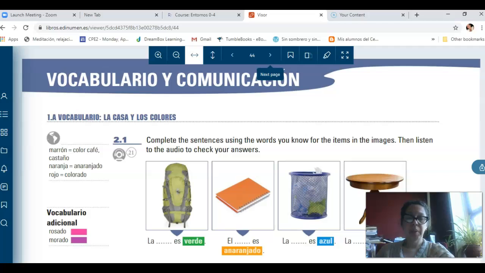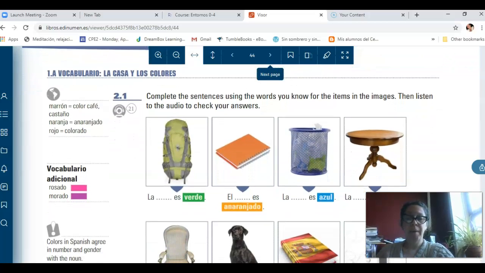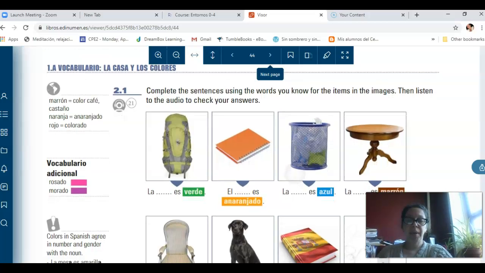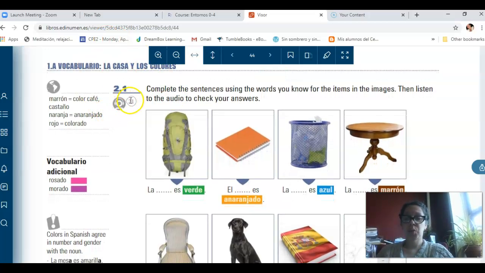En la parte siguiente, página 44, here we are going to learn vocabulary, ¿verdad? Specifically colors. Okay? Now, we are going to use recycled vocabulary from the previous chapters. In this case, chapter 0. ¿Sí? A ver. So, track number 21. And pay attention to little details like this.